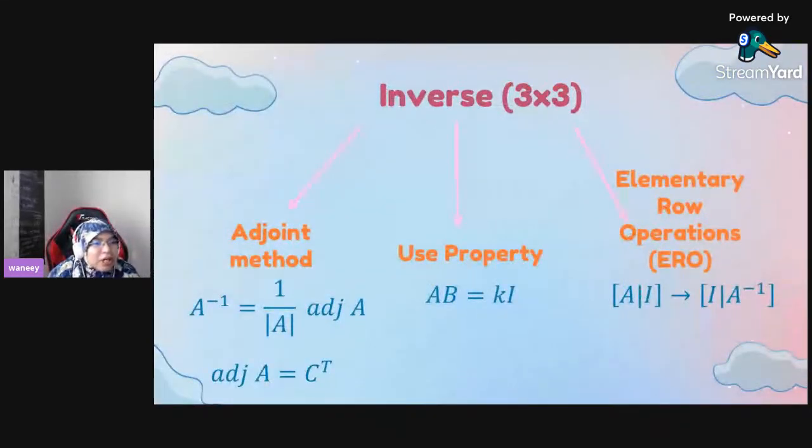Okay, so now we are going to use the second method, which is using the property AB equal to KI. So sometimes they will give you two matrices, matrix A and matrix B. They ask you to times them first, so they ask you to find what is AB, hence find the inverse of A, or hence find the inverse of B. So for this kind of question, you have to use the property to calculate the inverse.